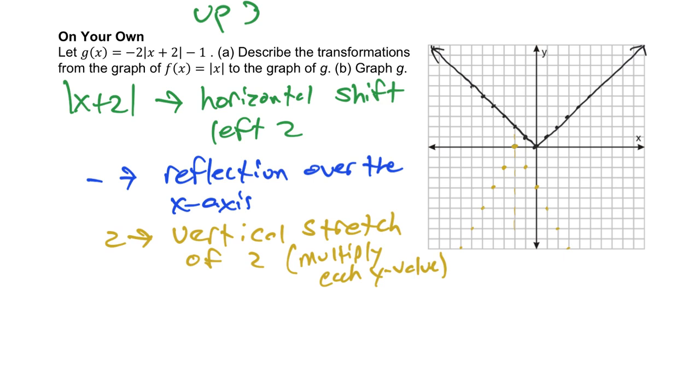And the last thing is that minus 1. We always think about the k value at the very end. So that minus 1 is a vertical shift down one. Every one of these yellow points is going to go down 1. So down 1, down 1, down 1, down 1, down 1, down 1, down 1. And now what I can do is take my handy dandy ruler and just graph the red here, my final absolute value function there.